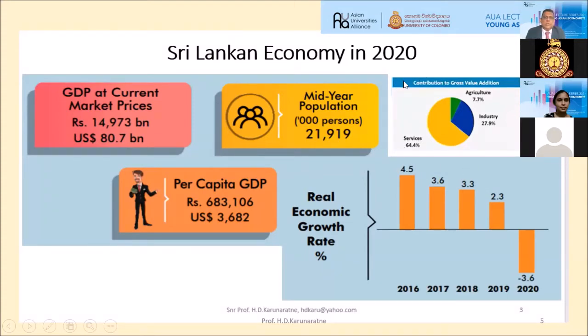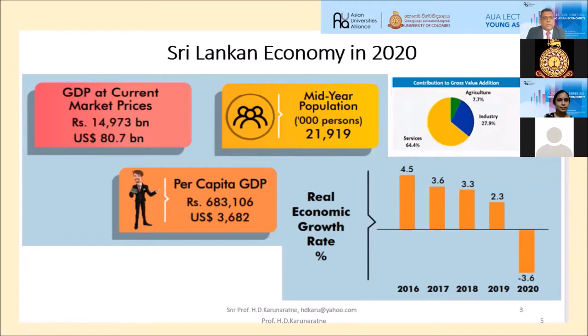The structure of the economy, particularly how Sri Lankan production is composed. Number one, the largest sector is the services sector, which contributes 64.4% of our GDP. Then the second sector is industry, what we call the manufacturing sector, at close to 28%. And then we have the agriculture sector at around 8%. So that is how Sri Lankan production is composed.